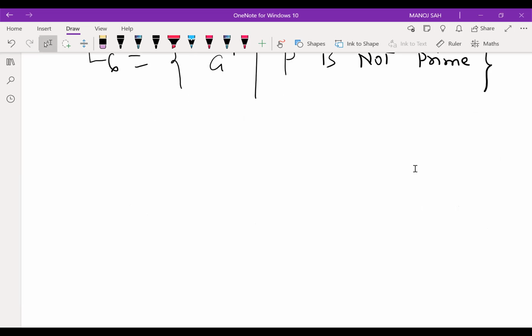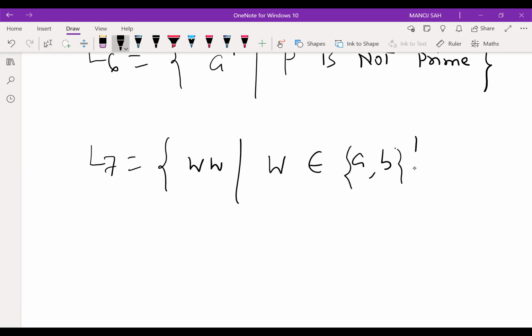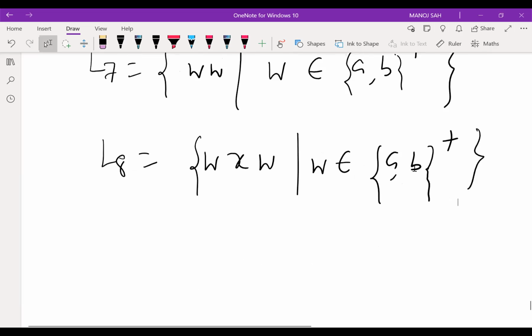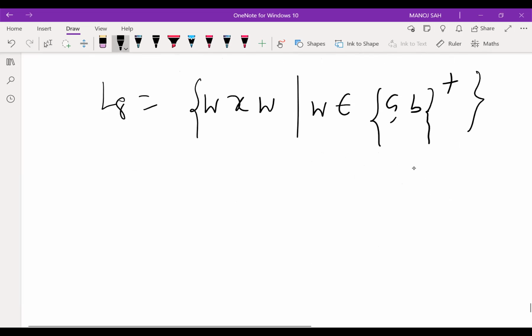So now see, suppose that we are writing L7 equal to WW, and W belongs to (a,b)+. If we are writing L8, so all are CSL, then WXW such that W belongs to (a,b)+. Okay, so all above are CSL. Now suppose that I am writing all above words, meaning L1 to L8 are CSL.